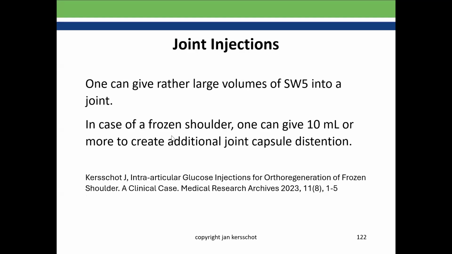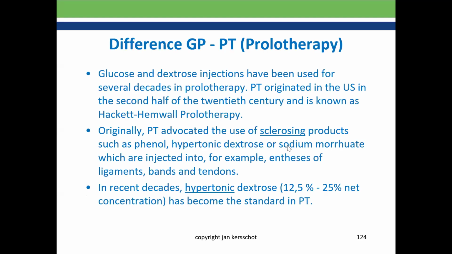Let me see, something about the difference between glucopuncture and prolotherapy. I think originally prolotherapy is more sclerosing in products and using hypertonic dextrose. You can also do prolotherapy with hypotonic, because if you inject 2% or 3%, it is making the cells blow up and also collapse, and you are creating tissue damage. That's why even low concentrations can have a prolotherapy effect.